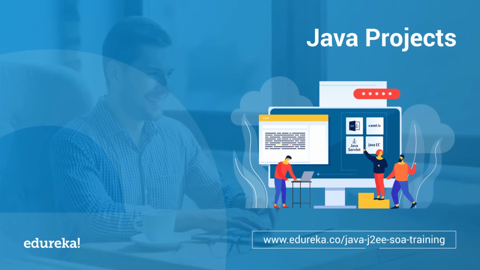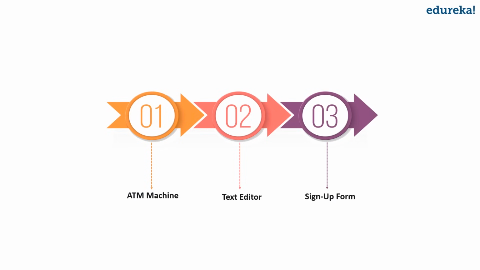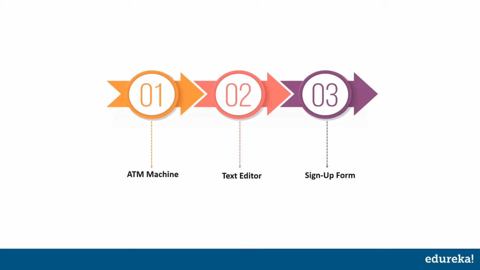In this session, we will be discussing 3 useful projects which are based on core and advanced Java concepts. The projects that I will be discussing today are ATM Machine, which is based on core Java concepts, Text Editor, that is based on swings and applets, and the sign-up form, which will make use of servlets and JSP concepts. Without wasting any further time, let's get started.